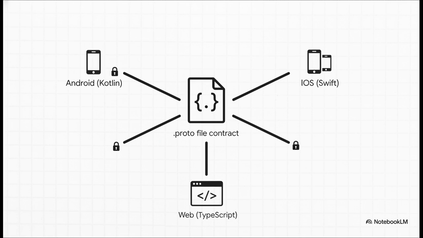This drastically reduces bugs, stops that endless miscommunication between backend and frontend teams, and it actually allows your engineers to focus on building features instead of writing repetitive network boilerplate.